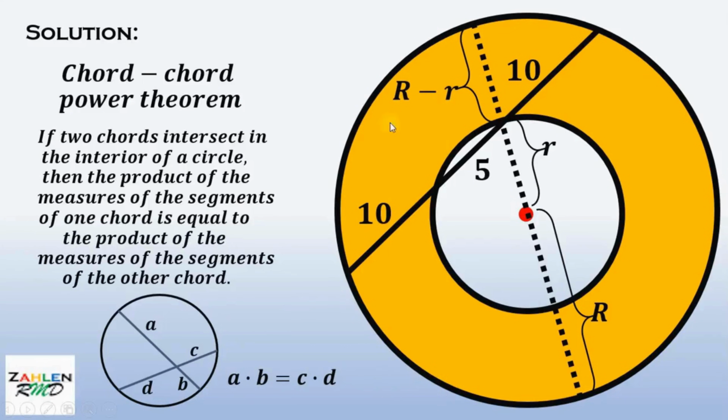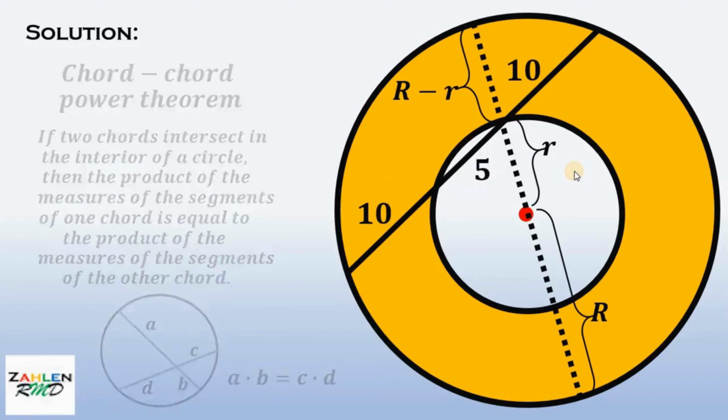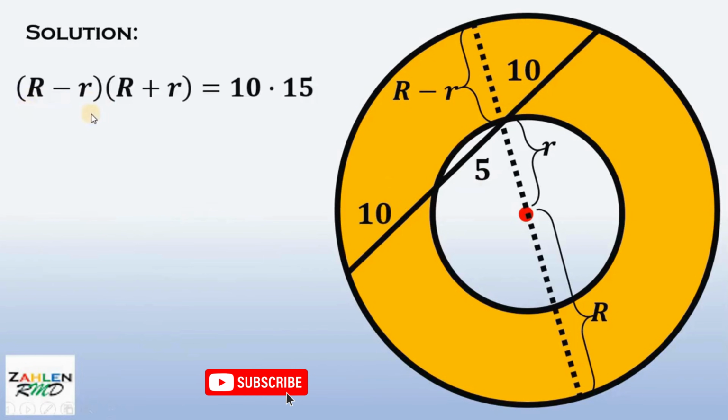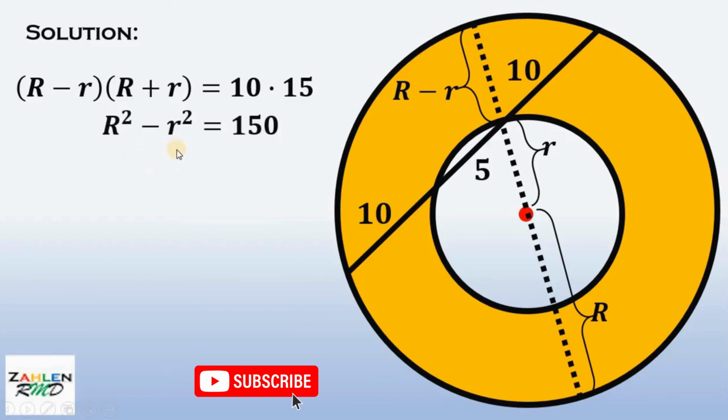Now at this point, we can use the chord-chord power theorem. We have capital R minus small r multiplied by capital R plus small r is equal to 10 multiplied by 10 plus 5, or 15. So we have capital R minus r multiplied by R plus r equals 10 multiplied by 5 plus 10, or simply 15. Now, the left-hand side becomes capital R squared minus small r squared equals 150.